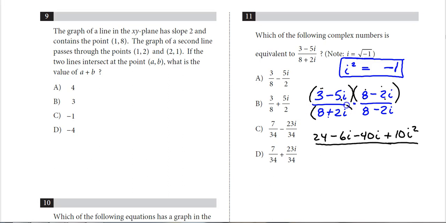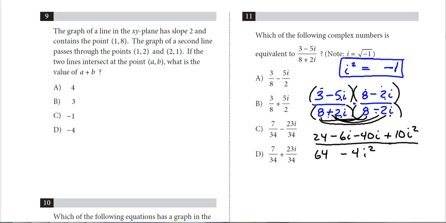On the bottom, when I do my FOIL, I get 8 times 8, which is 64. Then when I do the inside and the outside, on the outside I get negative 16i, and on the inside I get positive 16i, which cancel out for me. That's why I chose to do the difference of squares here, because the inside term cancels. And then when I do my last times my last, I get minus 4i squared.